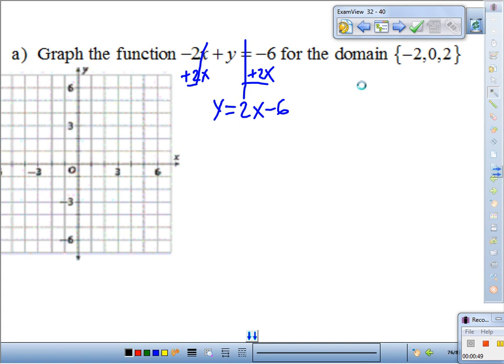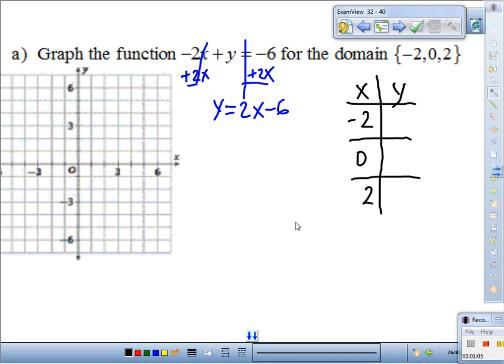We need an input and an output. And the domain is specific. Here the domain they give us is negative 2, 0, and 2. So let's find the values. Let's start with negative 2. That goes in here for x. So we end up with y equals 2 times negative 2 minus 6. Y equals negative 4 minus 6. What is negative 4 and negative 6? Negative 10. That goes right there.